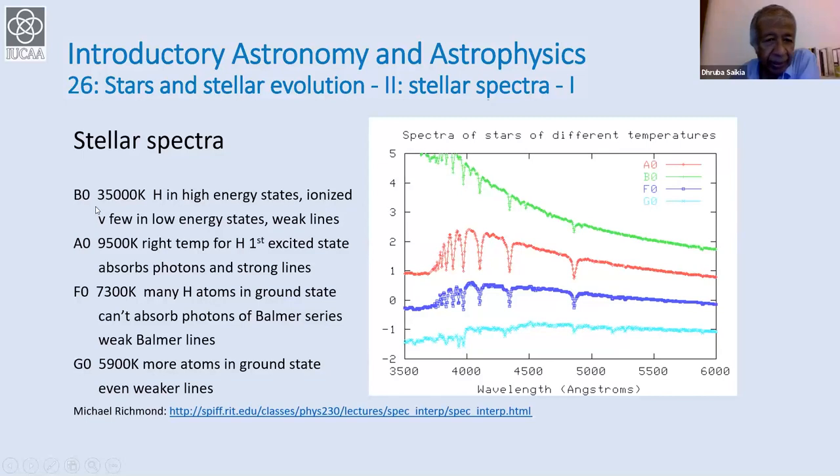So suppose I take a B-type star, or an A-type star. Let's see what it is showing us. A B-type star is about 35,000 Kelvin. B is over here. This is the first one. These are the most massive stars, the most luminous ones. H in high energy states, ionized, very few in low energy states.